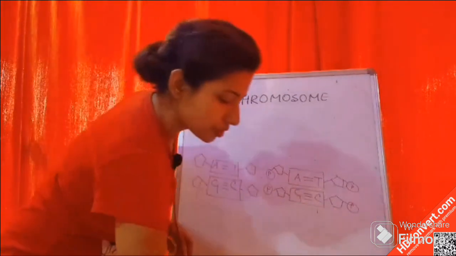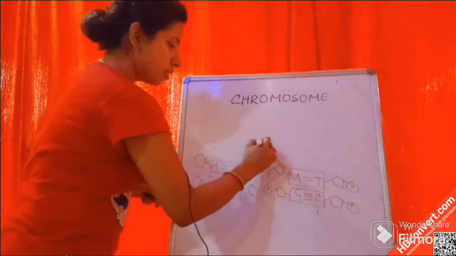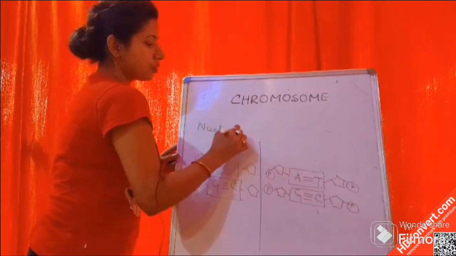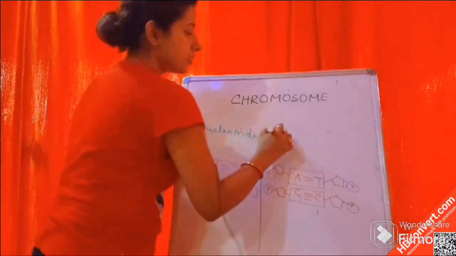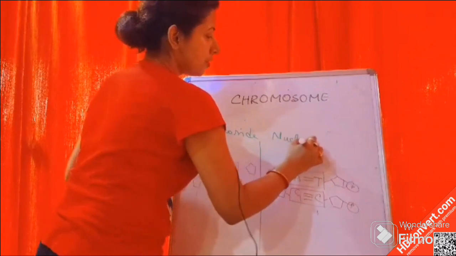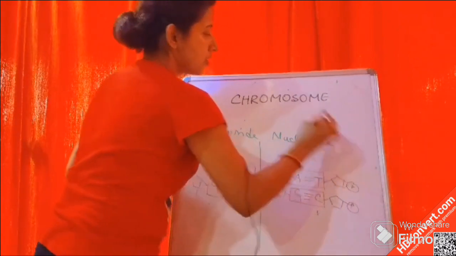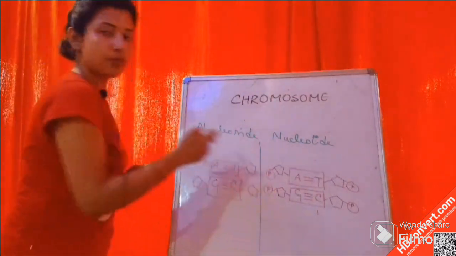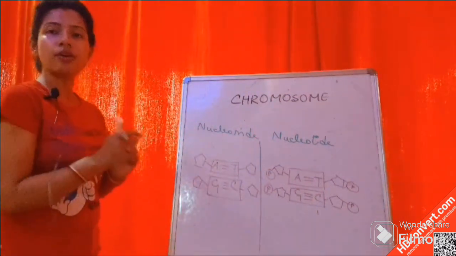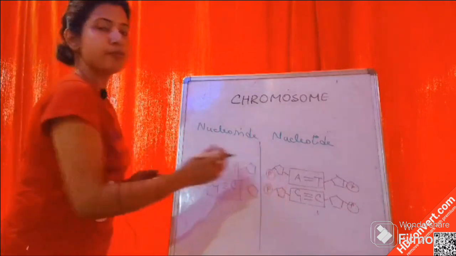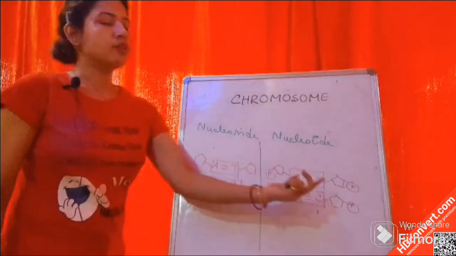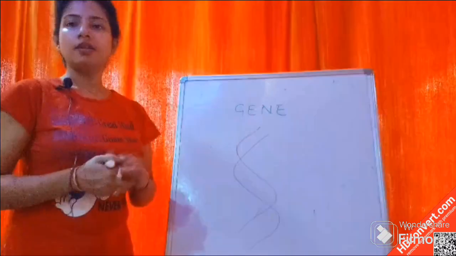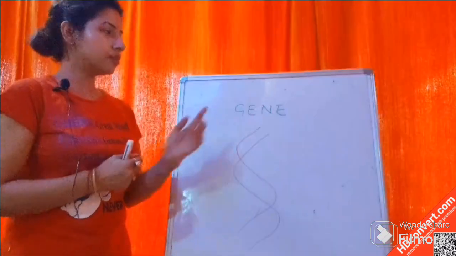So, the difference between nucleotide and nucleoside is, this is nucleoside and this one is nucleotide. The difference is that a nucleotide has a phosphate group and a nucleoside is devoid of a phosphate group. Phosphate group means energy. So, the nucleotides are storing more energy. The next term we are going to learn is gene.